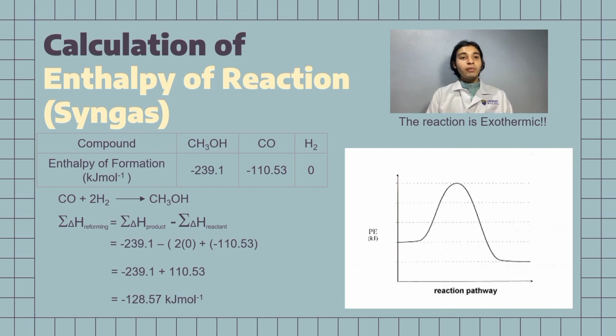And again, using the same formula, the reaction enthalpy is equal to the sum of the product enthalpy minus the sum of the reactant enthalpy. Here is the working, and we have the value of the enthalpy as negative 128.57 kJ per mole. And this reaction is exothermic as the value of enthalpy is negative. And here we have the shape of the graph of an exothermic reaction.